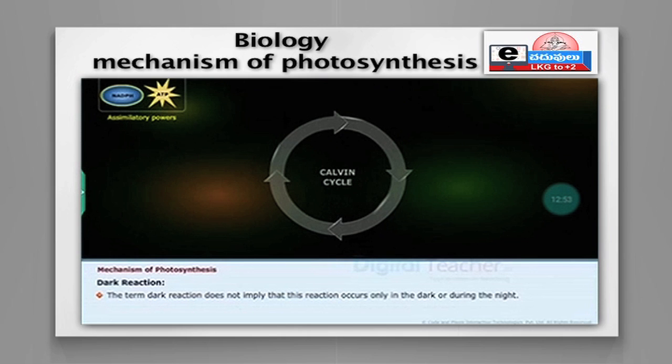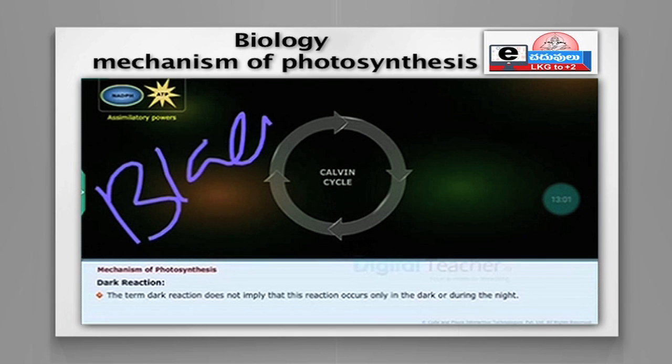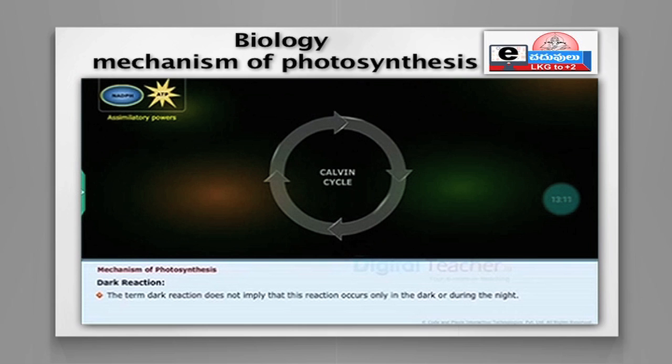This reaction was discovered by the scientist Blackman. What a good name for a scientist. So what is the name? Blackman, the black sheep. The light reaction was discovered by Emerson, and the dark reaction was discovered by the scientist Blackman. In this reaction, the assimilatory powers are used to prepare for starch formation.